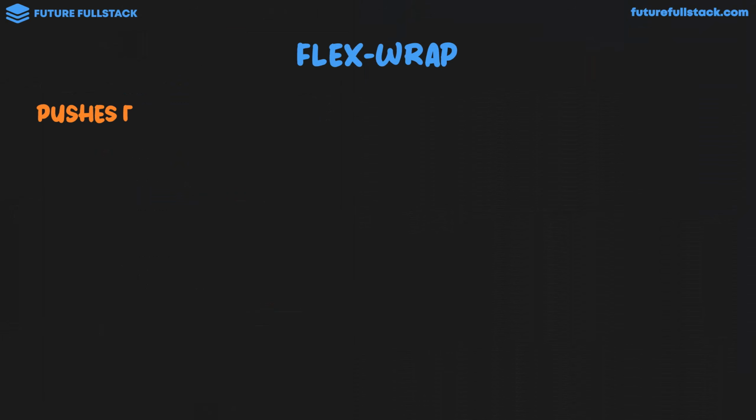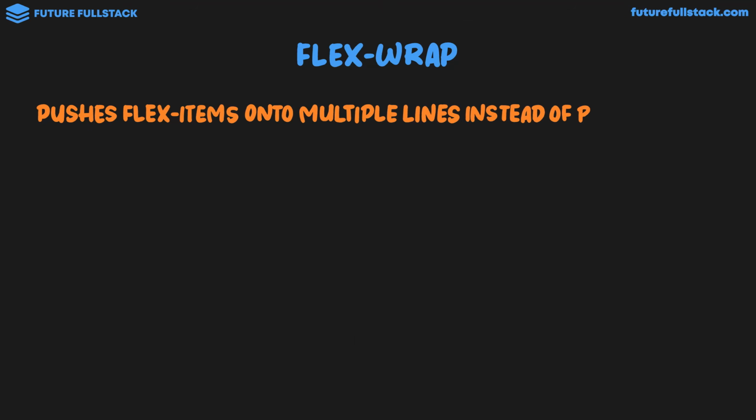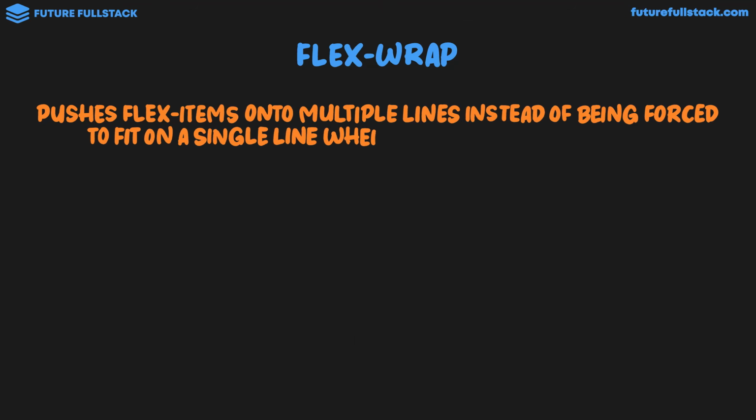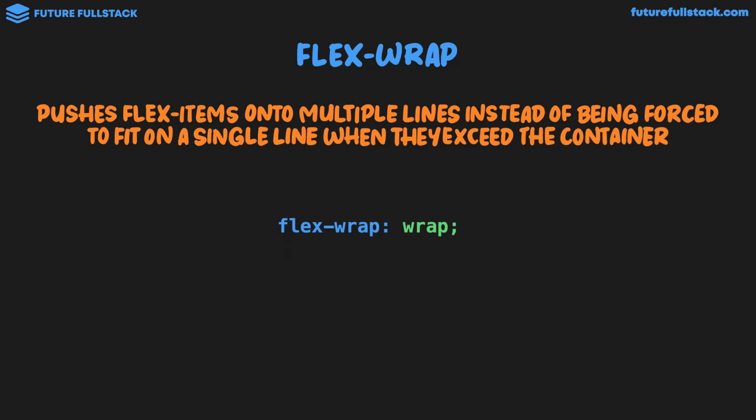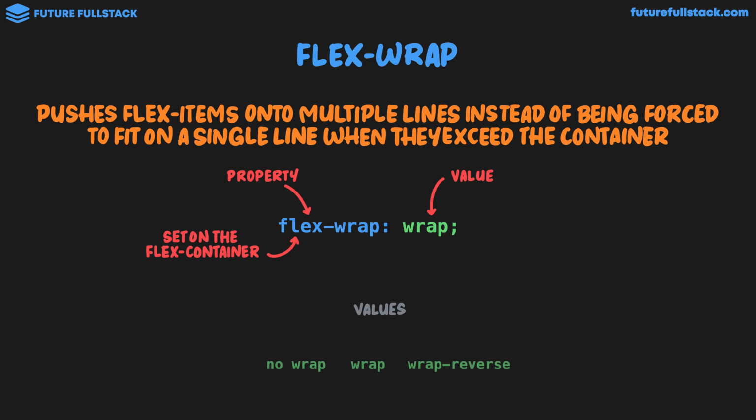Flex wrap pushes flex items onto multiple lines instead of being forced to fit on a single line when they exceed the container. The CSS property looks like this, where flex-wrap is the property, and in this case, wrap is the value. It's important to note that flex wrap is set on the flex container. The values we can use include no wrap, wrap, and wrap reverse, where no wrap is the default value.